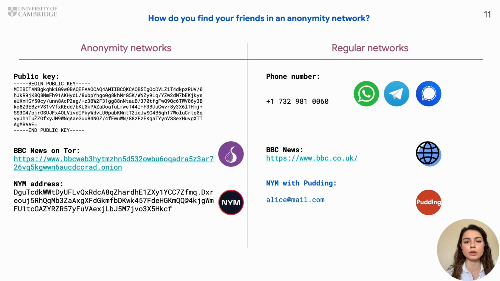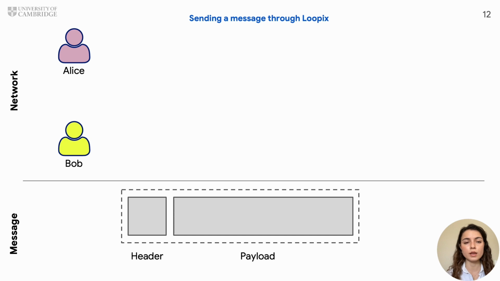In Pudding, we use email addresses as usernames, which are not only readable, but they're already in contact address books of phones. And therefore, the anonymity network can automatically obtain the keys of the user's friends in the same way that WhatsApp, Signal, and iMessage do. We built Pudding as an application layer on top of the Loopix anonymity network.